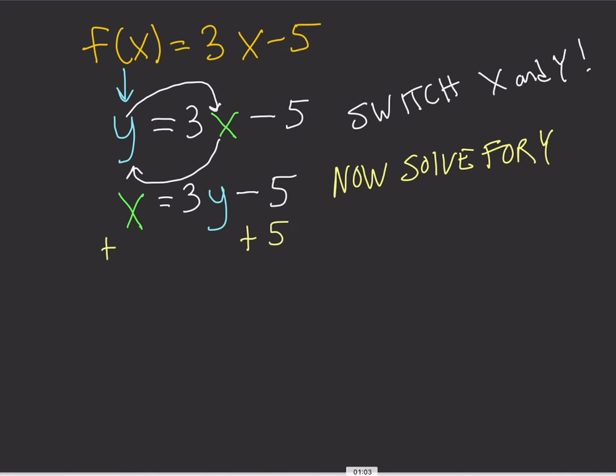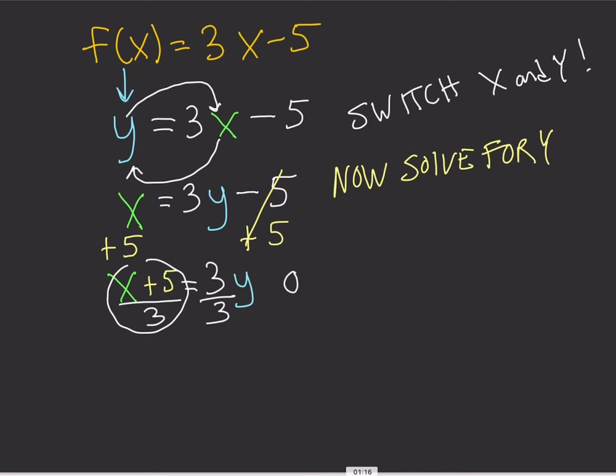I'll add 5 to both sides, so I'm going to get x plus 5 on the left equal to 3y, and the last step would be divide by 3, so you get y equals x plus 5 over 3, or you could also write it simply as x over 3 plus 5 over 3, and that is the inverse to your function.